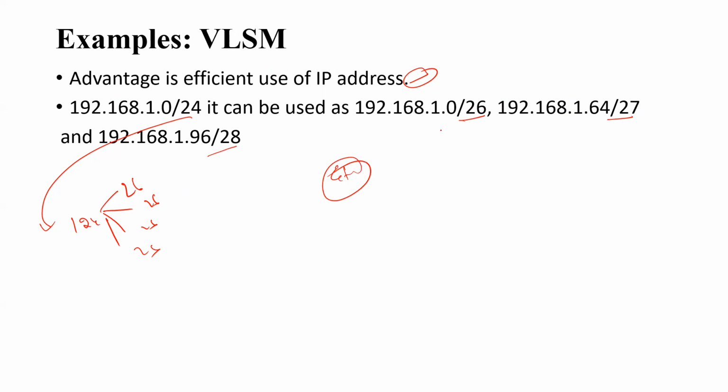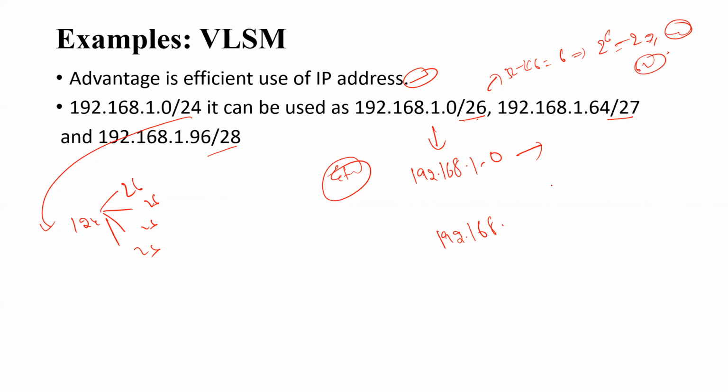For slash 26, what is the starting IP address? 192.168.1.0 is the network address. If you calculate, 64 IPs will come here. 2 power of 32 minus 26, which is 6. 2 power of 6 minus 2 is greater than or equal to the requirement. So here we get 62 valid IPs. 1.63 is the broadcast address, the network address is first, and the remaining are the valid IP addresses.